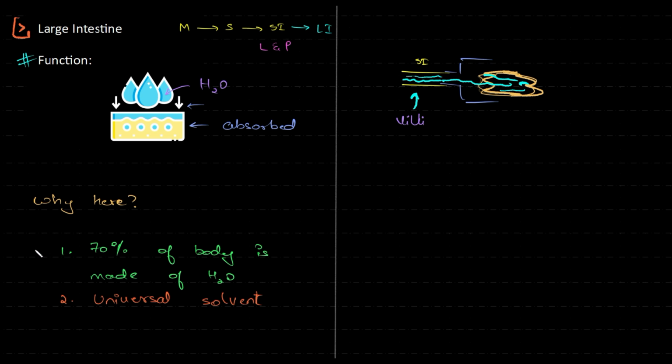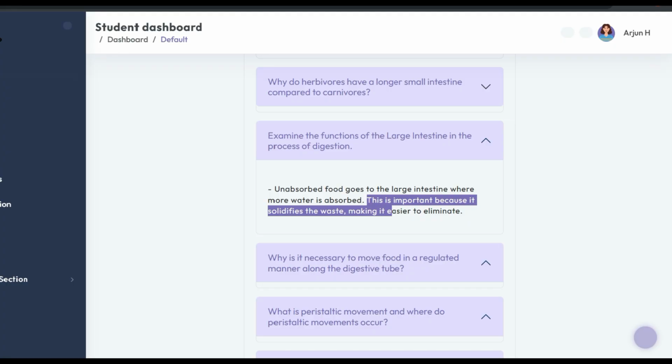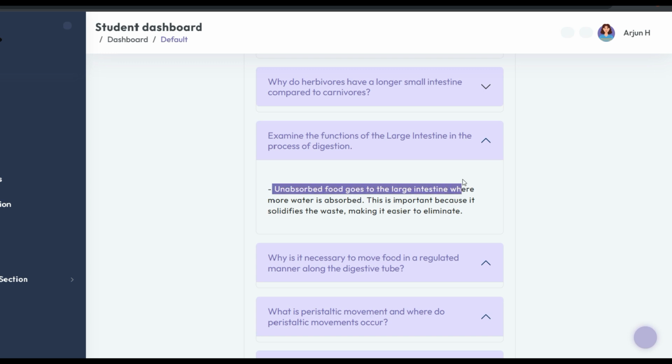But because of this factor, and yes, our evolution has been water based, like things started with water. So water is very important for us. So body manages this by not letting it go, but absorbing. Okay, so let's look at a note. So examine the function of large intestine. It absorbs the unabsorbed food goes into large intestine where more water is absorbed.